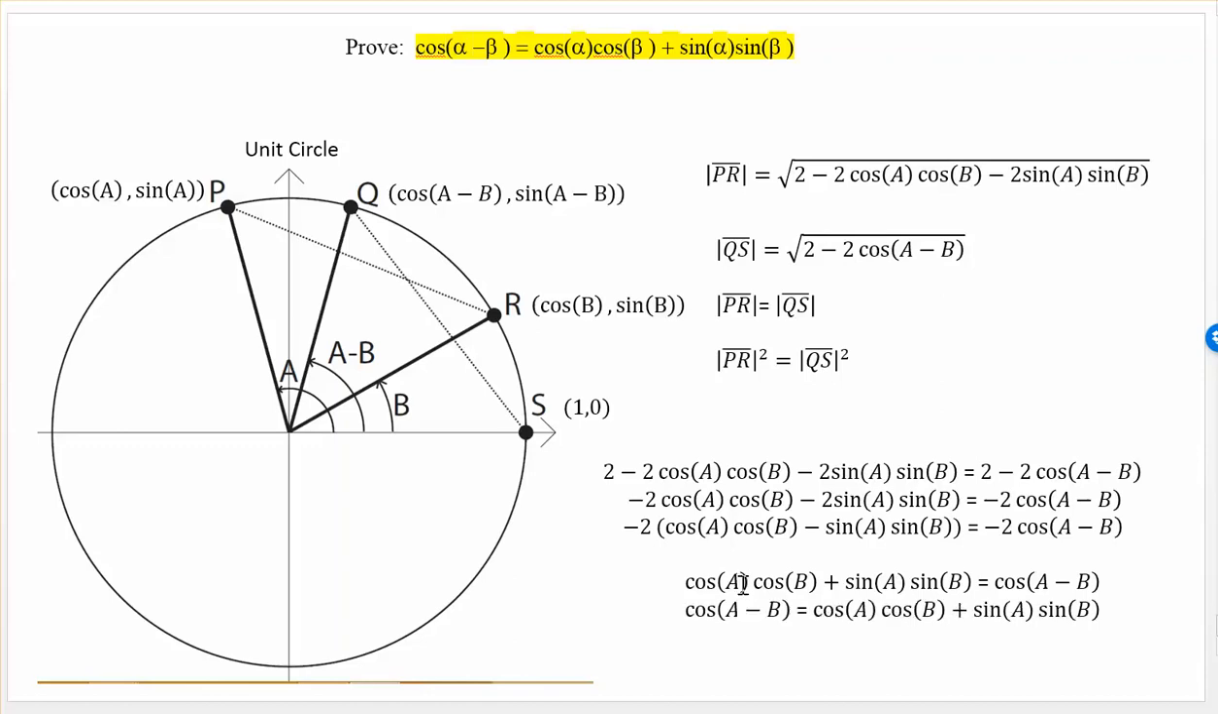Or we may want to do what our motivation was to begin with, to take an angle like 15 degrees and write it using unit circle angles. So either way, we can use this form. We can either use it to expand the cosine of A minus B, or we can use it to consolidate the cosine A cosine B plus sine A sine B.